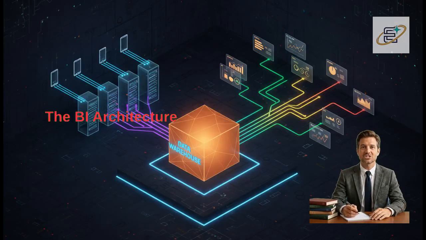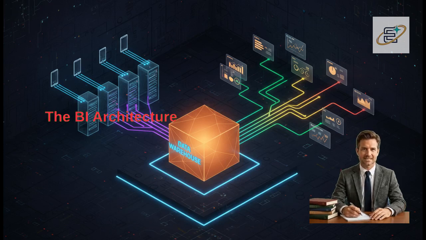Now, let's visualize how this entire ecosystem actually works in the real world. Imagine you are looking at the central nervous system of a modern corporation. Data is constantly being generated from dozens of different sources: sales transactions, website clicks, social media interactions, and supply chain logistics. But this data is scattered and disorganized.